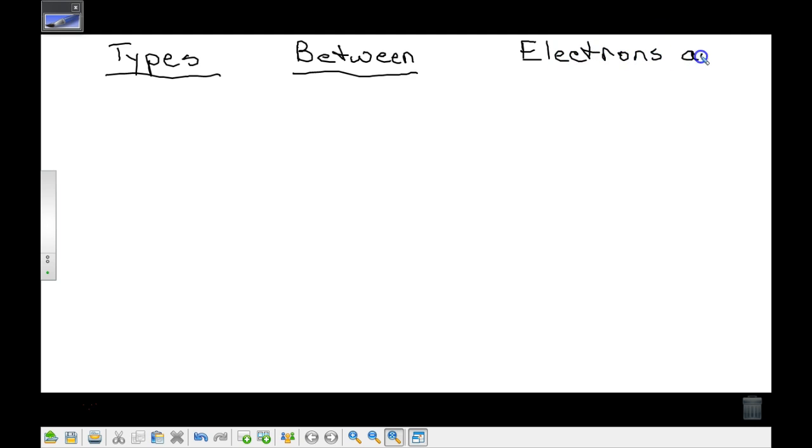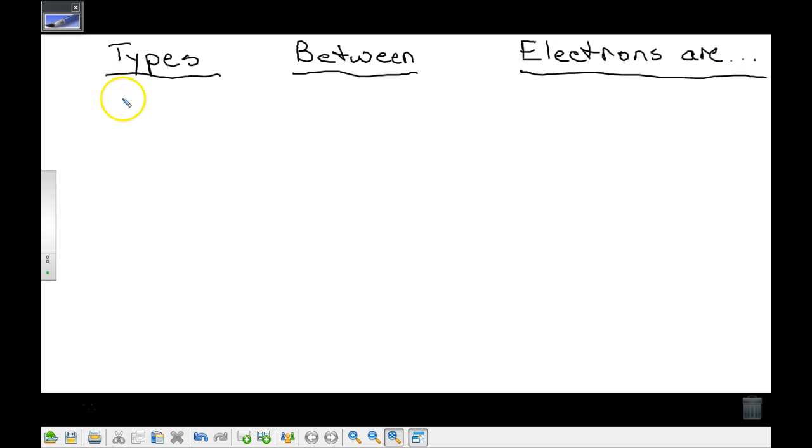But before we really get into naming compounds, I want to make sure everybody understands about the three kinds of bonds. So get these in your notes. I want you to quickly write down the types of bonds, what those bonds are between, what kind of elements they're between, and what the electrons are doing. So in each kind of bond, electrons are what?